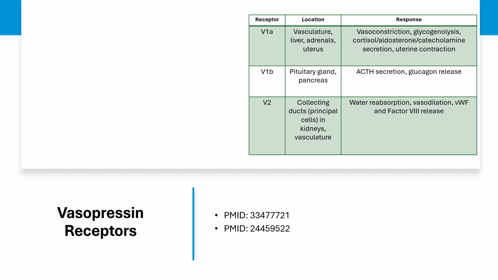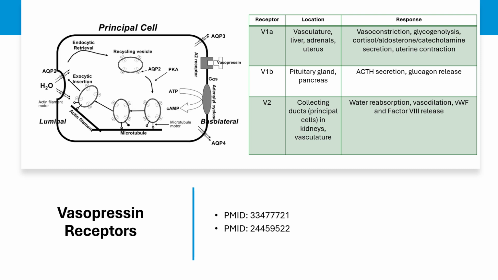As you can see, V1A receptors and V1B receptors can modulate blood pressure indirectly through increased secretion of ACTH, cortisol, aldosterone, and norepinephrine. On this image here, you see the detailed mechanism by which vasopressin or ADH leads to water reabsorption via V2 receptors in the principal cells of collecting ducts. Let's take a moment to review this image.